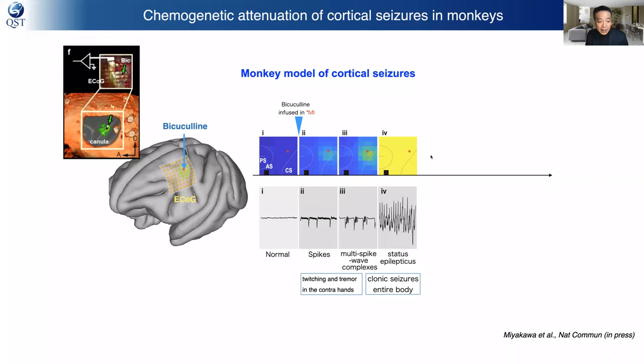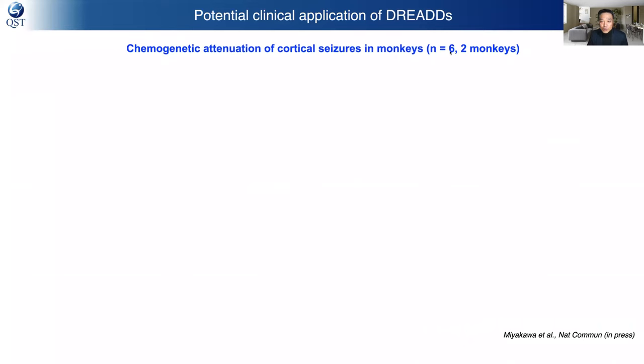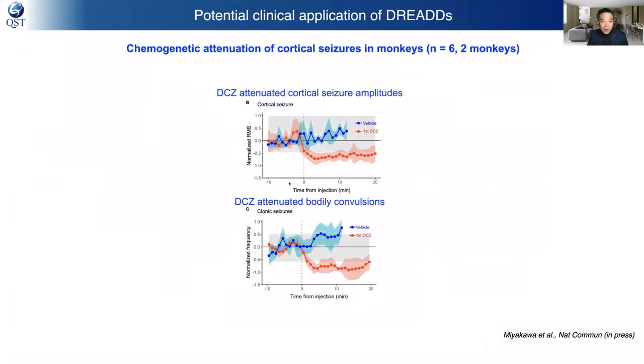After confirming this seizure electrophysiologically and behaviorally, we give a shot of DCZ intramuscularly. This treatment quickly attenuates the cortical seizure and also the bodily seizure, very rapidly, within minutes. In this experiment, we have two macaque monkeys expressing hM4Di in the unilateral motor cortex, and we tested the six-time treatment. And this is a summary plot of how DCZ attenuates cortical seizure amplitude and bodily convulsions.